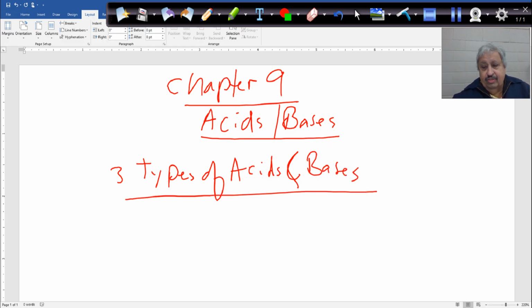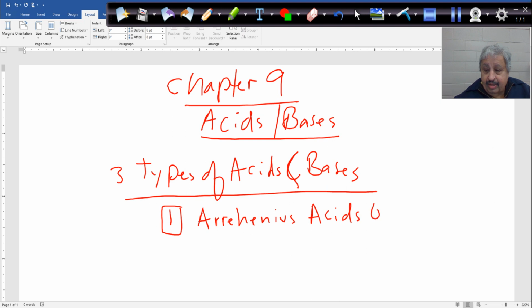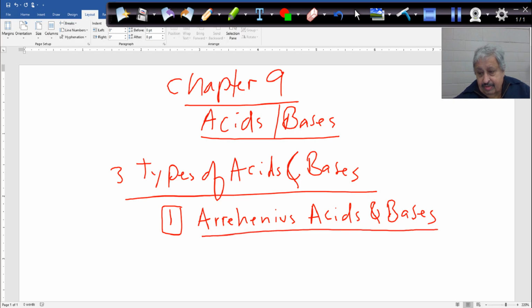Okay, guys, those three types will be having the names of the scientists that worked on them, correct? So the first type is called the Arrhenius acids and bases. So Arrhenius is a scientist, so we'll see he started the first definition of an acid and a base.